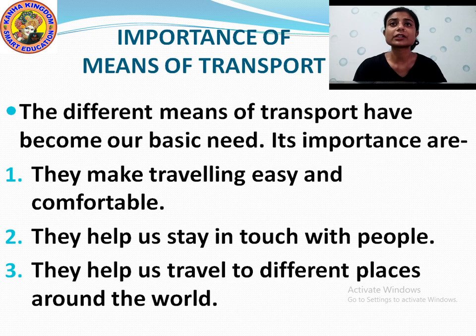These are the importance of means of transport. The first one is they make traveling easy and comfortable. Then they help us stay in touch with people. Then they help us travel to different places around the world. Understood?